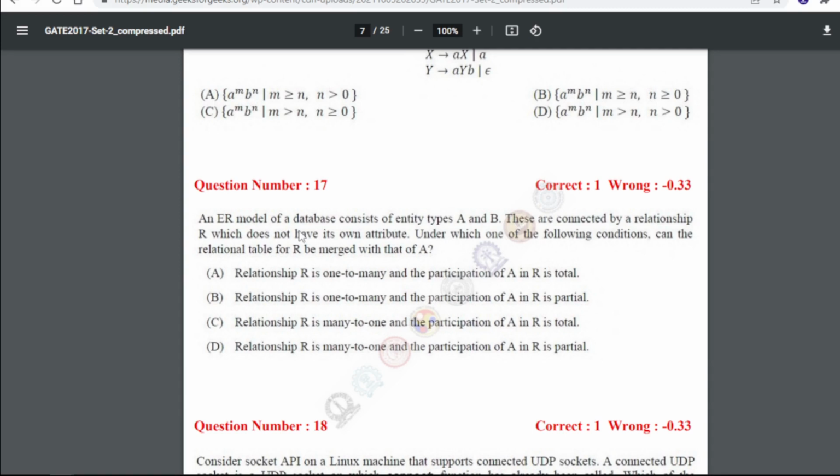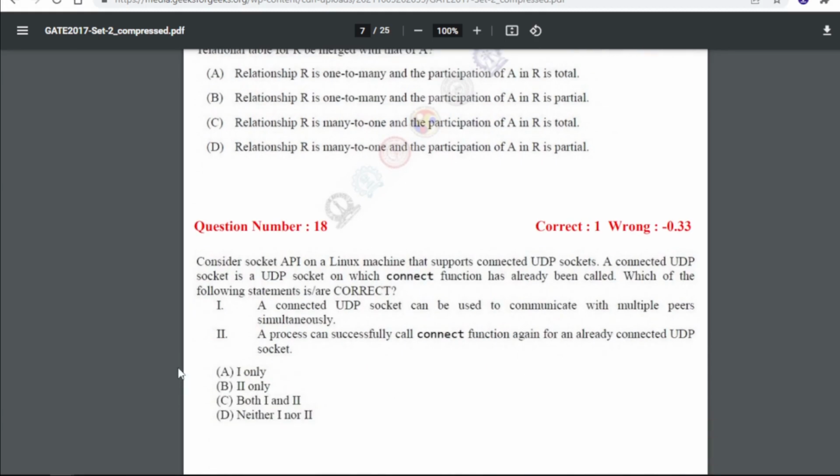17 is an ER model of a database consists of entity types A and B. These are connected by a relationship R which does not have its own attribute. Under which one of the following conditions can the relational table for R be merged with that of A? So for 17, our answer will be C. Relationship R is many to 1 and the participation of A in R is total. 18 is considered socket API on a Linux machine that supports connected UDP socket.